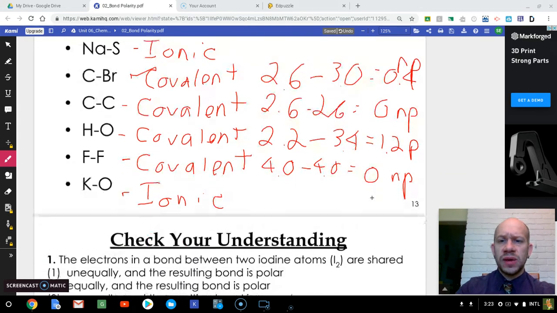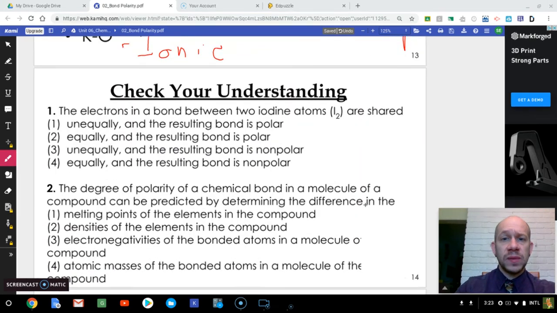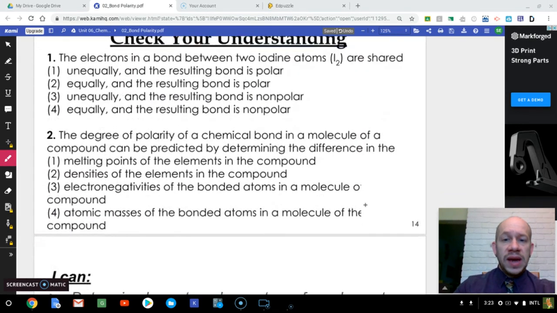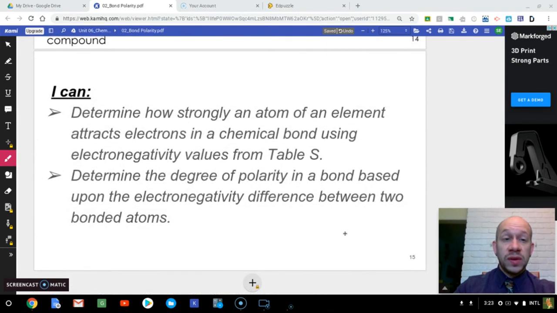So check your understanding. See if you understand. You should be able to say that you can determine how strongly an atom of an element attracts electrons in a chemical bond using electronegativity values from Table S. And you can determine the degree of polarity in a bond based upon the electronegativity difference between two bonded atoms.